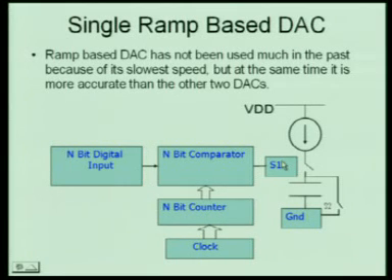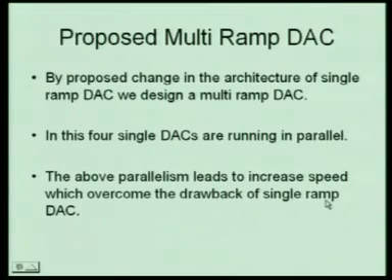Switch S1 is operated by the output of the comparator. When the output of the comparator is high, the switch gets closed and the current cell starts charging the capacitor. The comparator output will be high until the counter output matches the input. As soon as it matches, the output of the comparator goes low, the switch opens and the capacitor holds the charge which corresponds to the n-bit digital input.